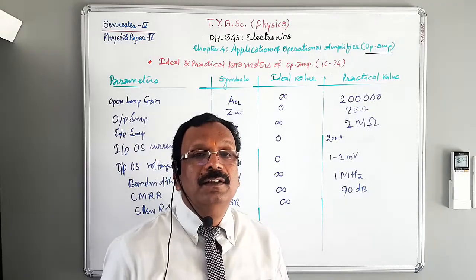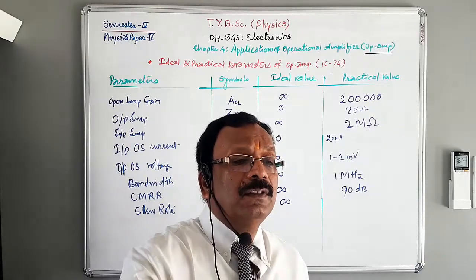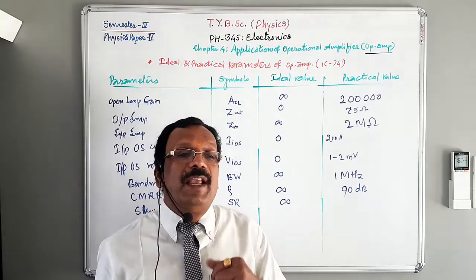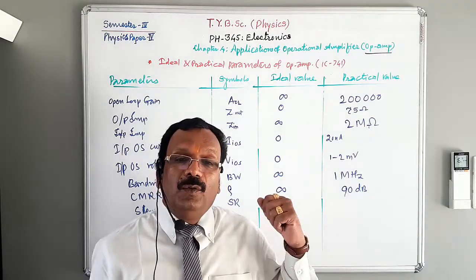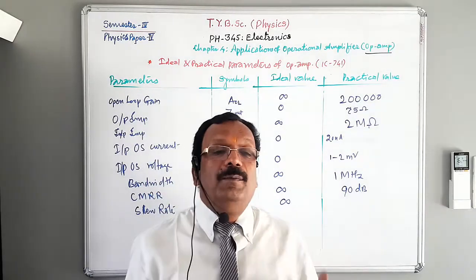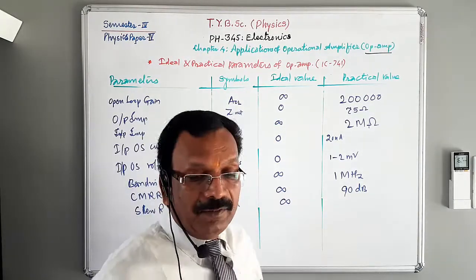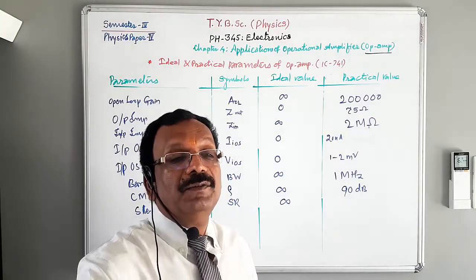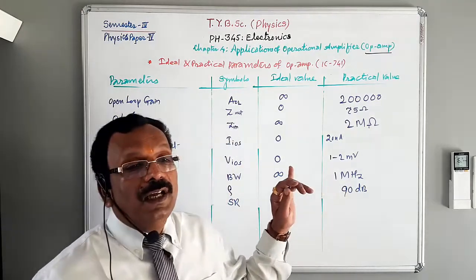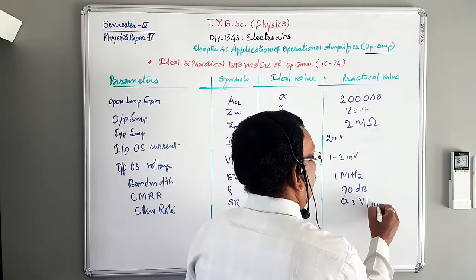Just a minute, I want to check. Slew rate, I told you, is defined as the maximum rate of change of output voltage per unit time, and is expressed in volt per microsecond. The slew rate of an op-amp is high but not infinite. And practically the slew rate of IC 741 is 0.5 volt per microsecond.